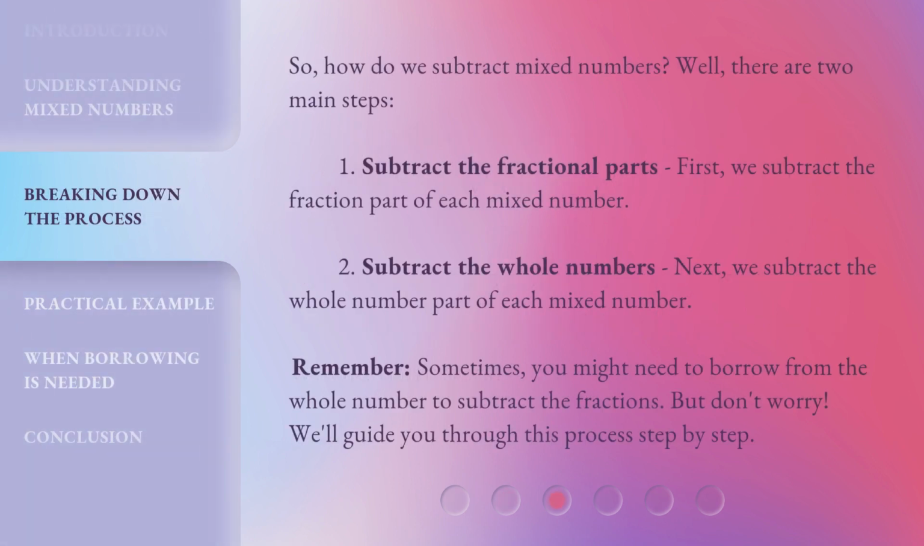So, how do we subtract mixed numbers? Well, there are two main steps. 1. Subtract the fractional parts. First, we subtract the fraction part of each mixed number. 2. Subtract the whole numbers. Next, we subtract the whole number part of each mixed number. Remember, sometimes you might need to borrow from the whole number to subtract the fractions. But don't worry, we'll guide you through this process step by step.